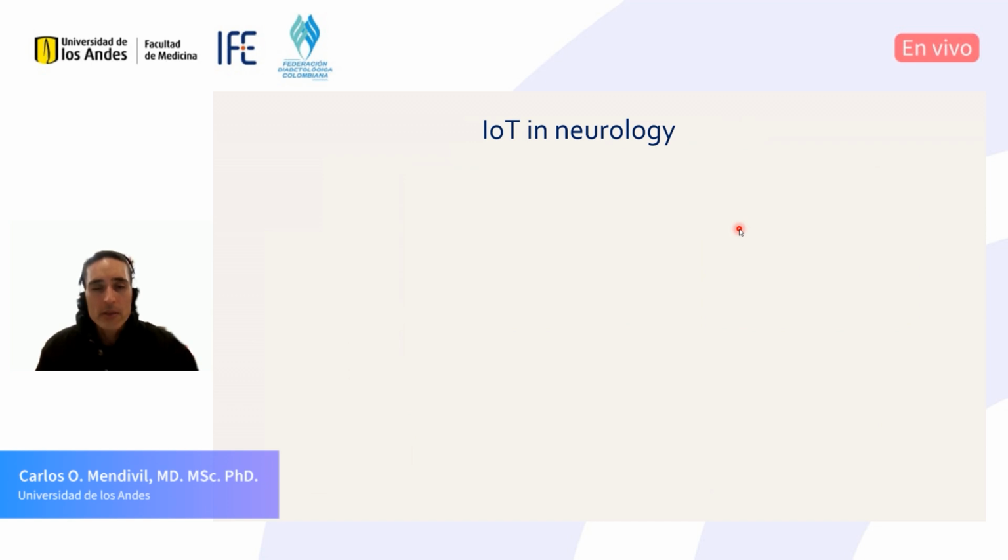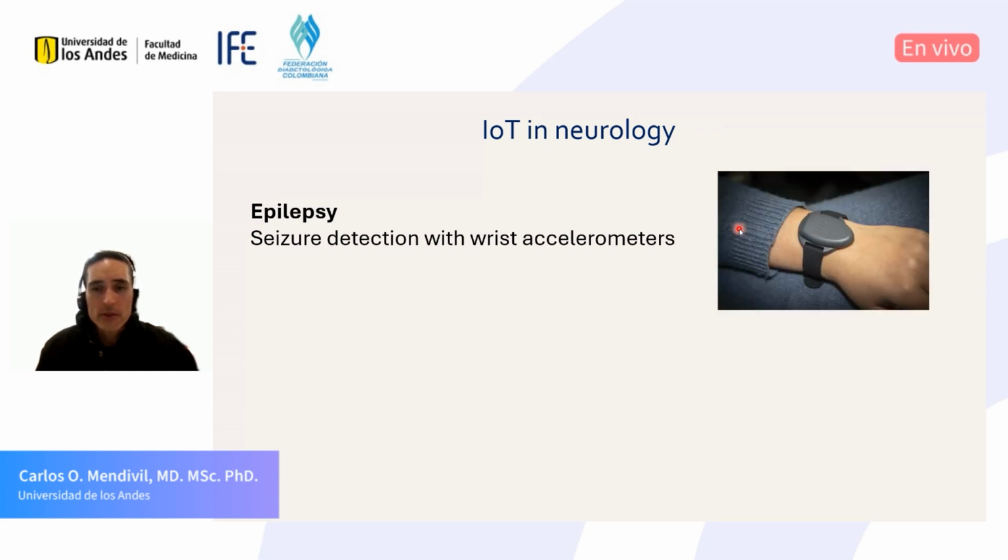In neurology, IoT has seen a lot of application, particularly in epilepsy. There are a number of wrist accelerometers that have been tweaked for seizure detection. It is a usual accelerometer, but it has special built-in algorithms that detect the kind of movements, the kind of patterns, that are generated before an actual seizure. So they can be used for opportune and early seizure detection, and they can prevent accidents and many undesirable situations for patients with epilepsy.